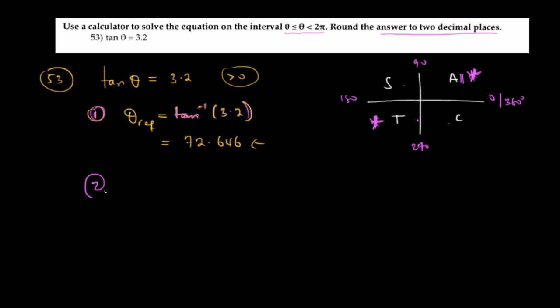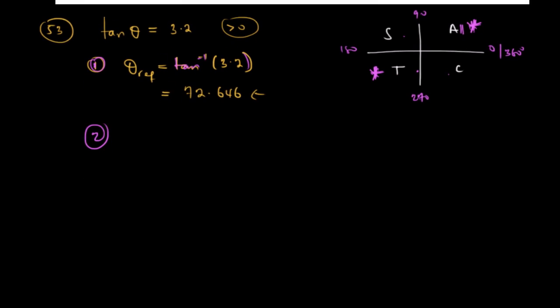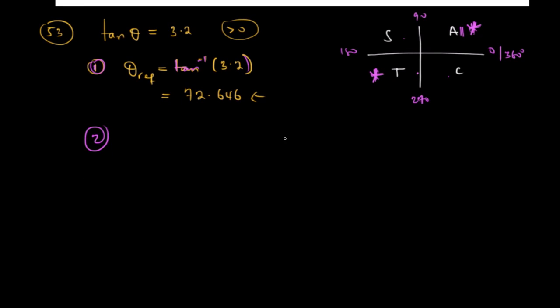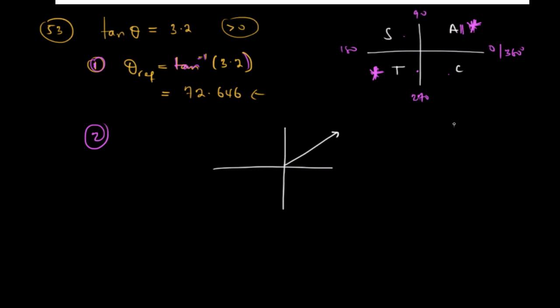So that brings me to my next step. Since I've been told that tan theta is positive, the only option is that either the angle lies in this quadrant, this is the first option, or the angle lies in the tangent quadrant. Now if the angle lies in this quadrant, you've been told that the reference angle is 72.646.